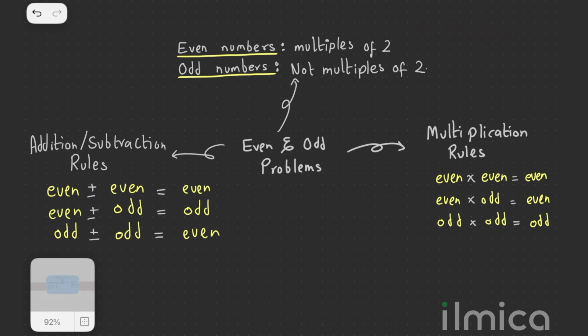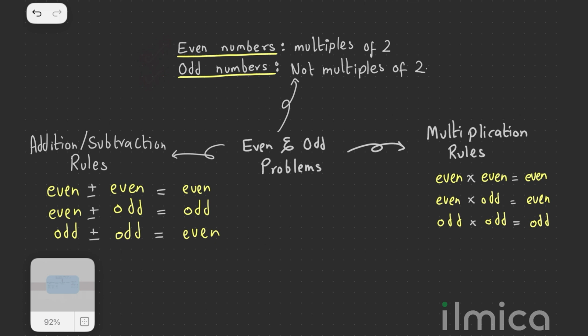Similarly, we have odd numbers. Now, an odd number is exactly the opposite of an even number. So any number which is not a multiple of 2 is going to be an odd number. Can you think of a number which is an odd number? Well, let me help you out. Let's say 3, 7, 9. All these numbers are not multiples of 2. Hence, they qualify as odd numbers.